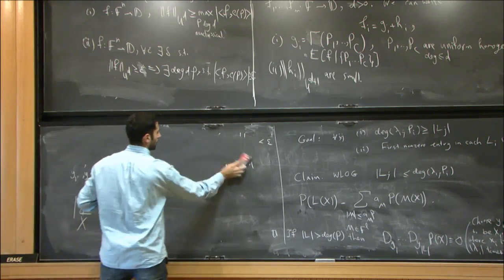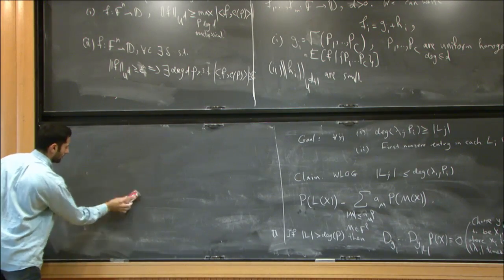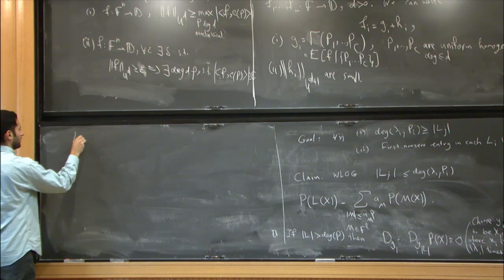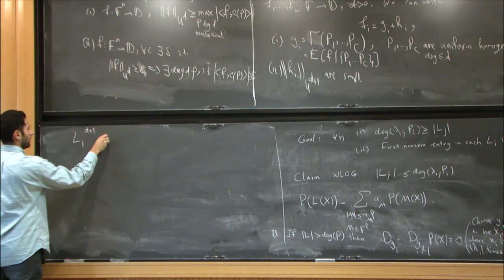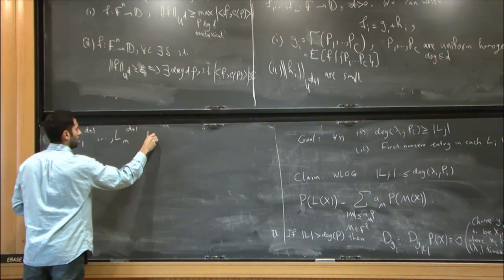Why is this useful for the Gowers-Wolff conjecture? Let's just recall what we have. The setting is that the linear forms are linearly independent.